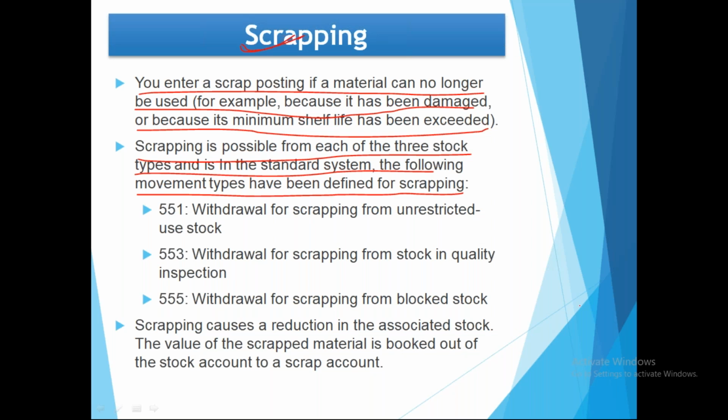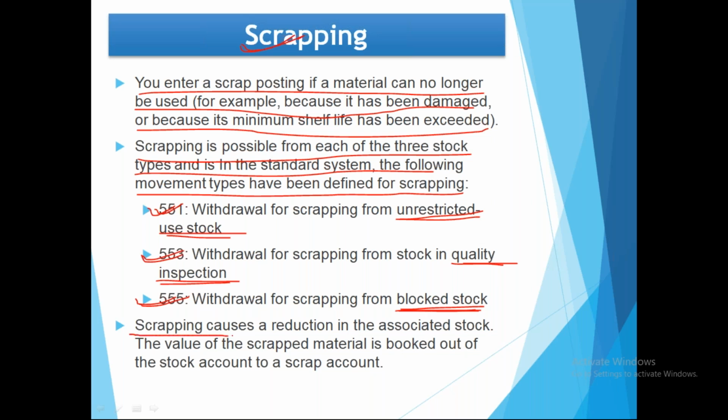You can do it from unrestricted use stock, you can do it from quality inspection stock, or you can do it from blocked stock also. So these are the movement types. 551 movement type is from unrestricted use stock. 553 movement type is from quality inspection stock, and 555 is withdrawal for scrapping from blocked stock.